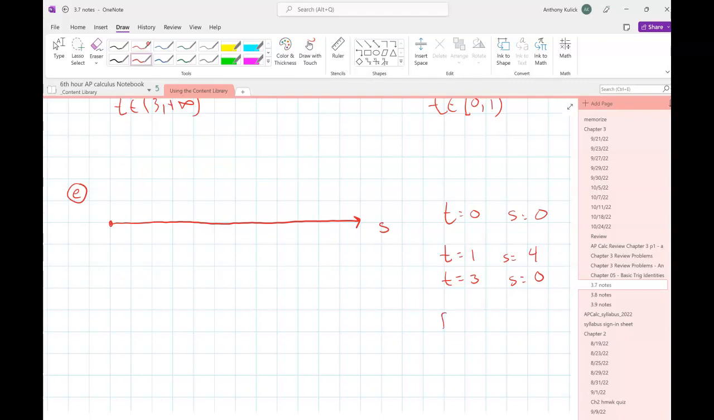Okay, reminder that we're going forward from 0 to 1. It's going to be backward from 1 to 3, and then forward again from 3 on.